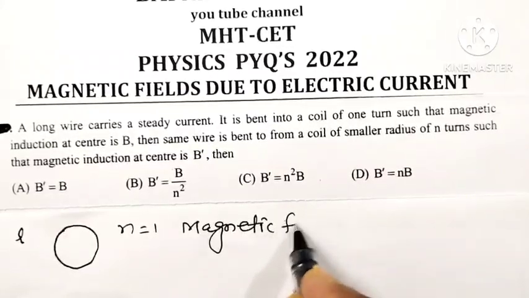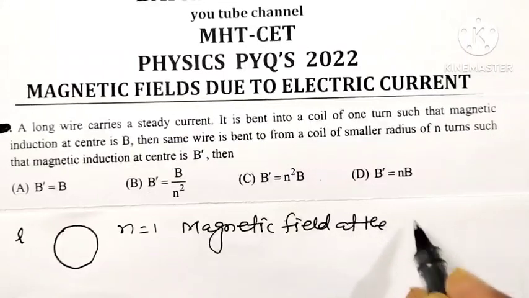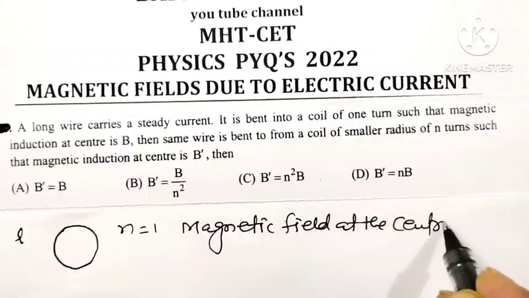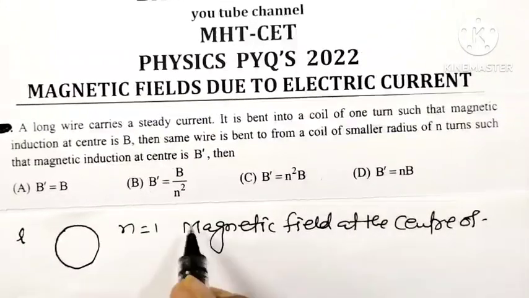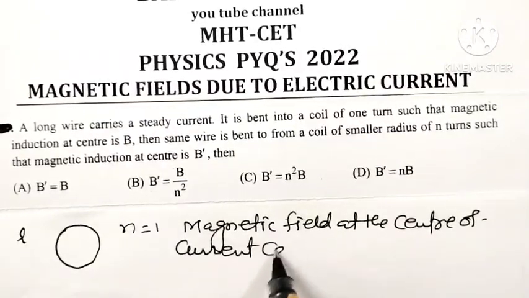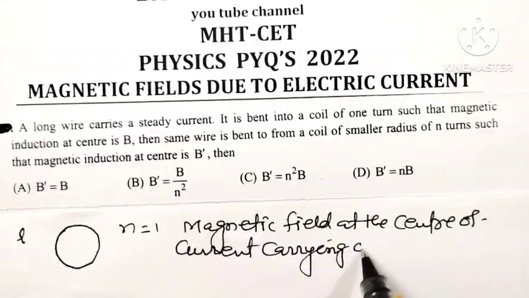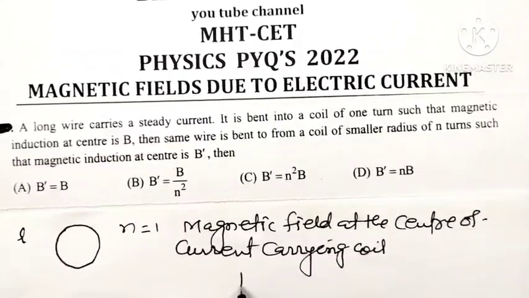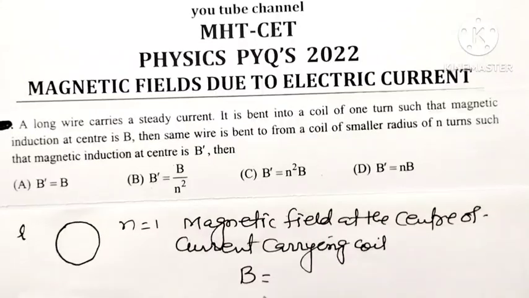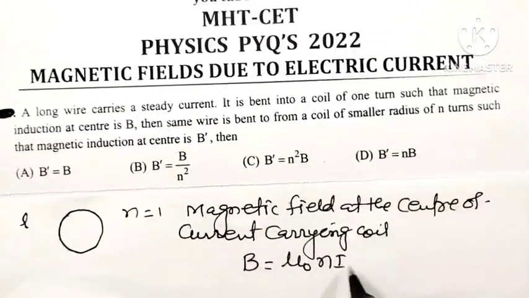What is magnetic field at the center of current carrying coil? Magnetic field at the center of any current carrying coil is given by the formula B is equal to mu 0 N into I divided by 2R.